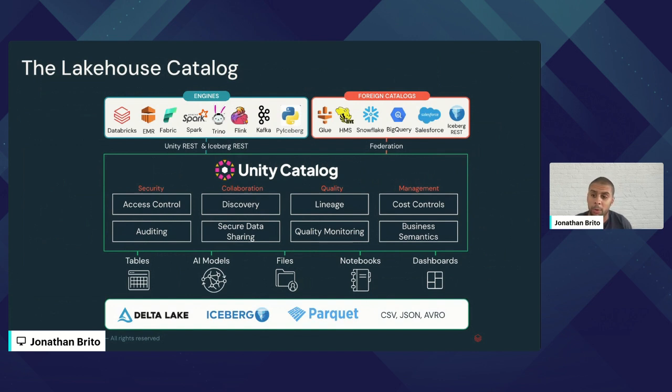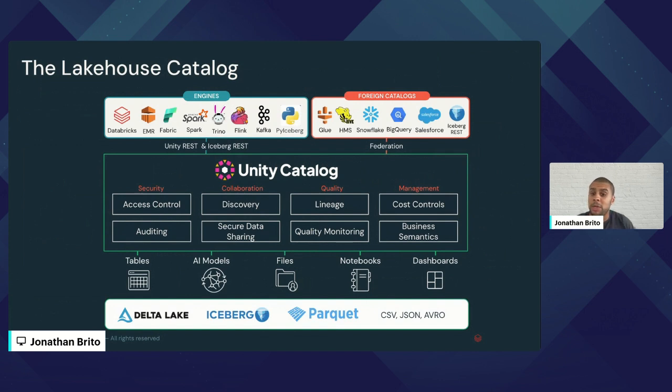As I mentioned before, working from bottom to top, you can see that Unity Catalog now supports really all the big formats that you would consider using within a Lakehouse, so Delta Lake, Parquet, as well as a lot of legacy formats. Various objects, whether they be tables, which most catalogs have support for, but also other things like AI models, files, notebooks, and dashboards.